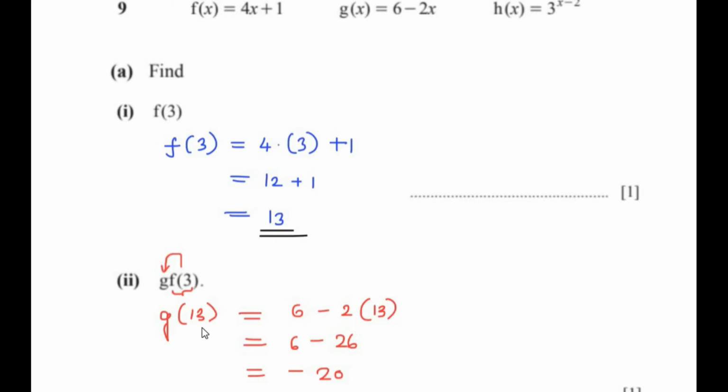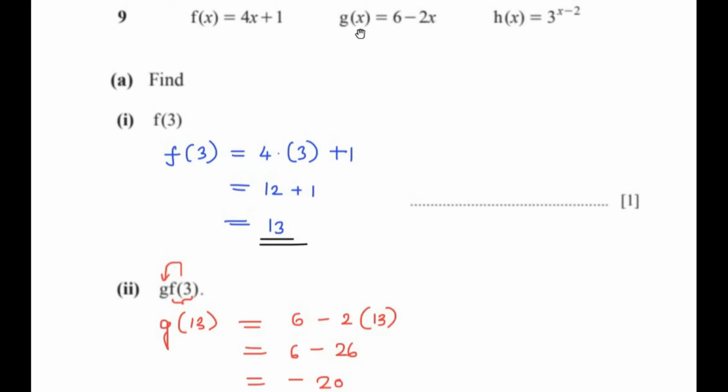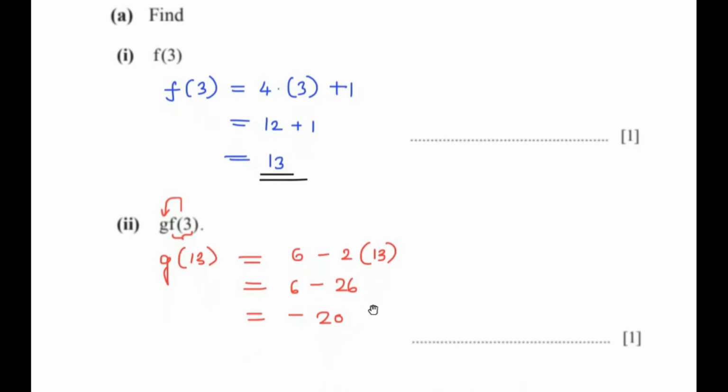So we write it as g of 13 is equal to. Now since we are referring to the function g, in place of x we are going to replace everywhere 13. So this becomes 6 minus 2 times 13, that is 6 minus 26. It gives us the value as minus 20. So this is the answer.